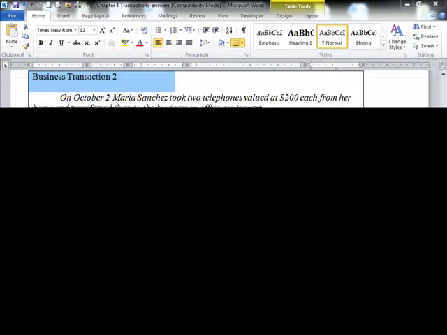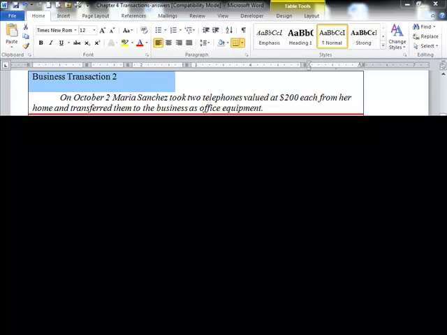All right, here we're going to take a look at transaction number 2. Again, going to look awfully familiar. On October 2nd, Maria Sanchez took 2 telephones valued at $200 apiece. You remember our iPhone example that we used in class last week, or even a week prior to that, where we took them from our home. They're each valued at $200, and we transfer them to the business, and they are transferred as office equipment.